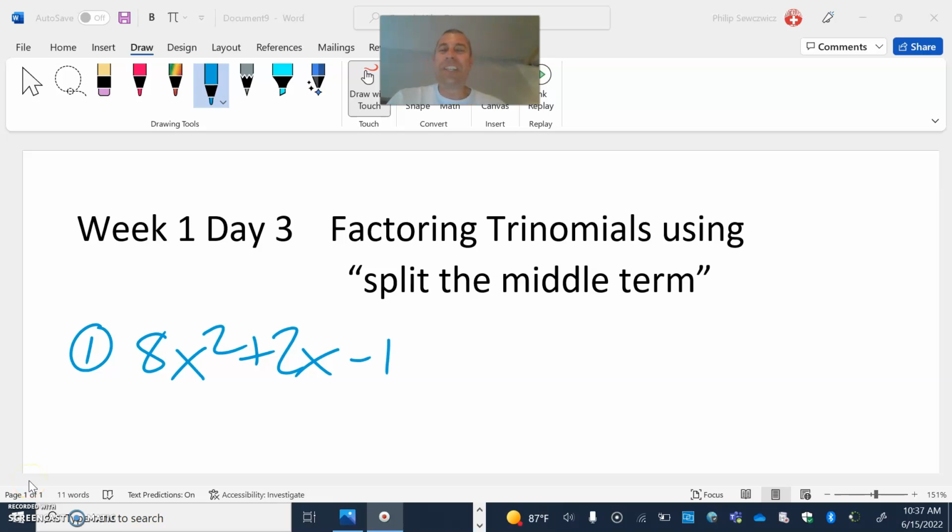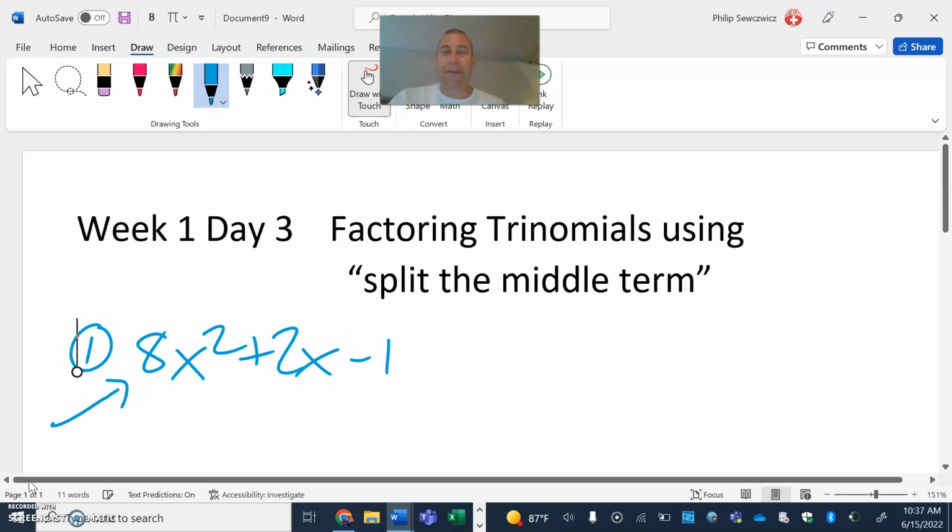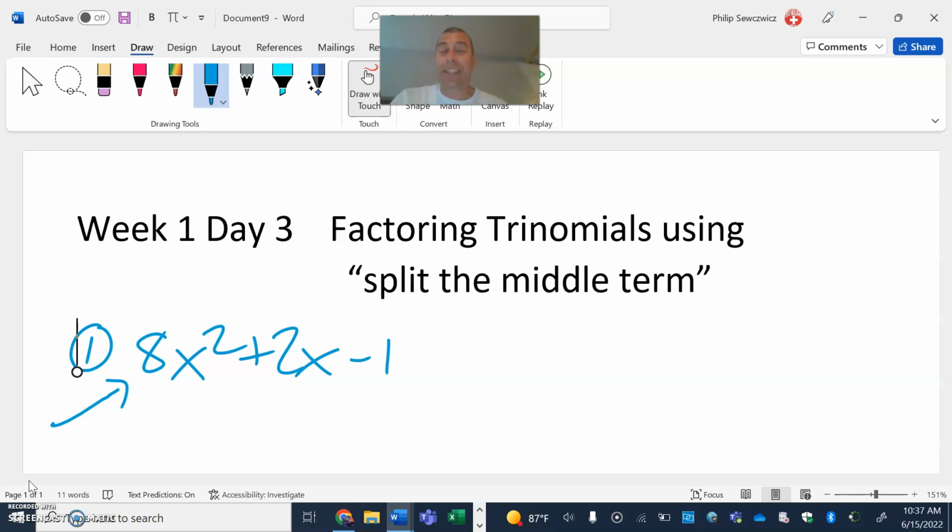So we continue factoring with our trinomials, but instead of using this technique called guess and check, we're going to use something called split the middle term. The only reason why we would pull out split the middle term is when someone like this shows up here, an 8. So if we've got someone in front of that x squared, you might choose to do split the middle term.